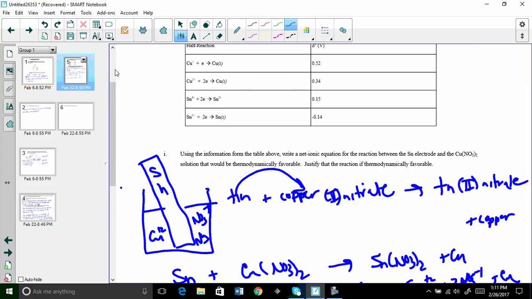So if you come up here, we wrote it down there backwards of this. So this gets flipped, but then this is how we wrote it. So it's 0.34 plus 0.14. And by the way, that is thermodynamically favored because E is positive.